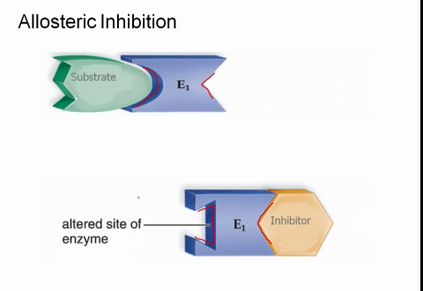So this is where the name allosteric comes from. The enzyme now has another shape, and the substrate cannot fit into the active site, and so this would inhibit the reaction.